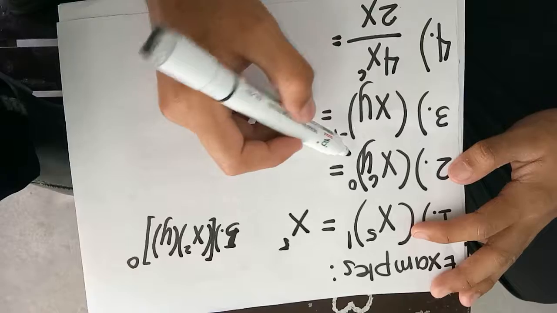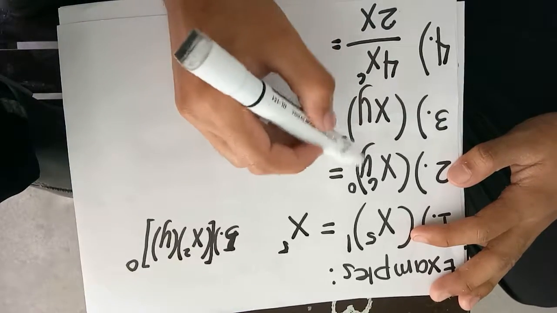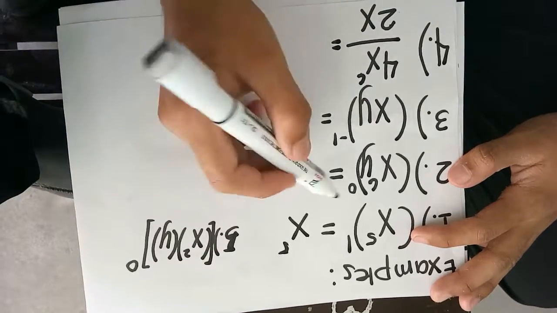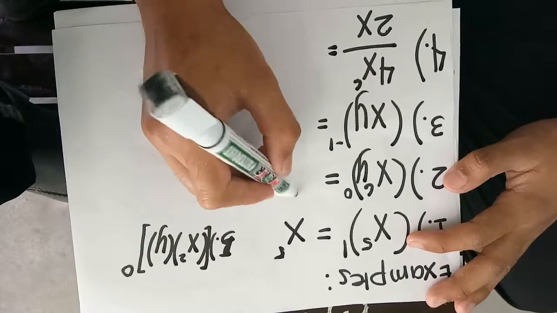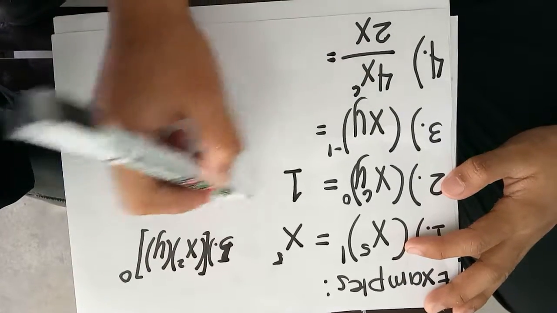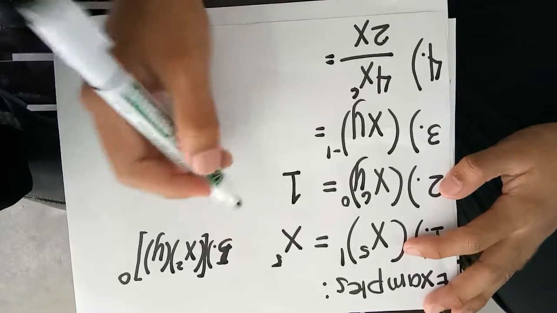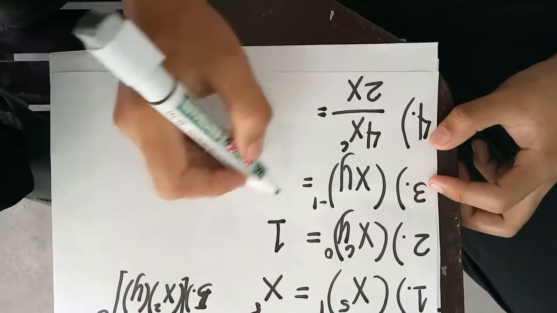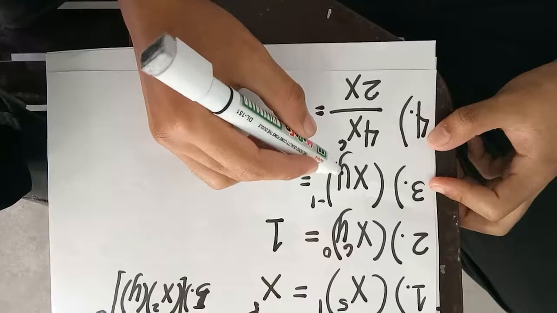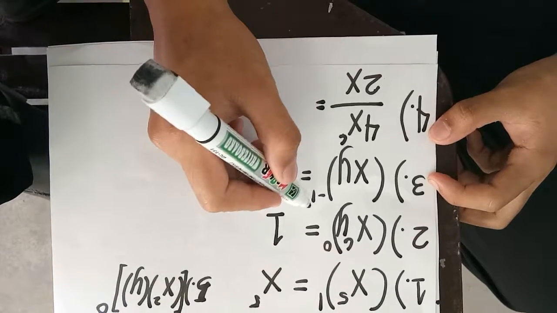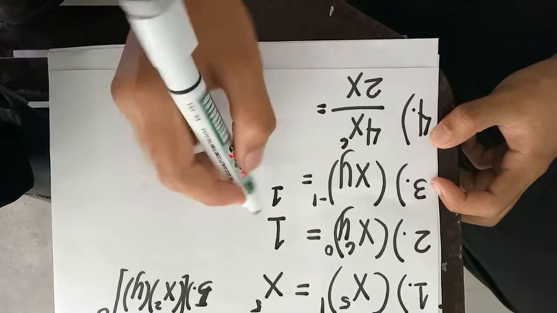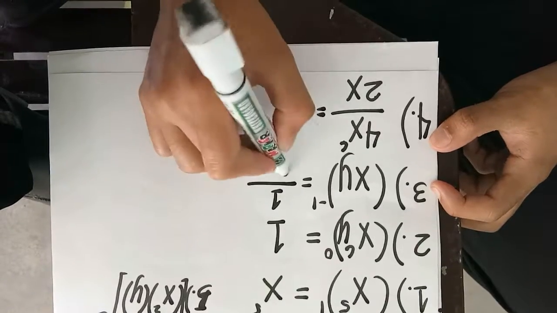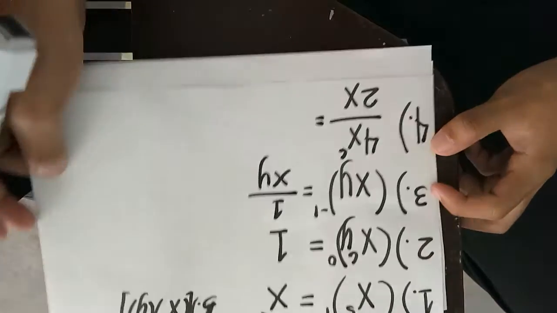The second example is x to the sixth power multiplied by y raised to the power of 0, which is equal to 1. The third example is x multiplied by y, to the negative 1. So we have a fraction, which is 1 over xy.